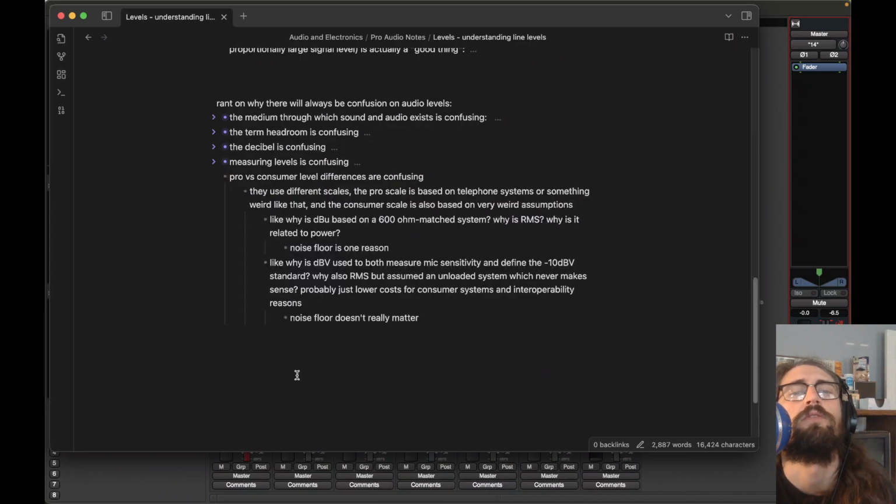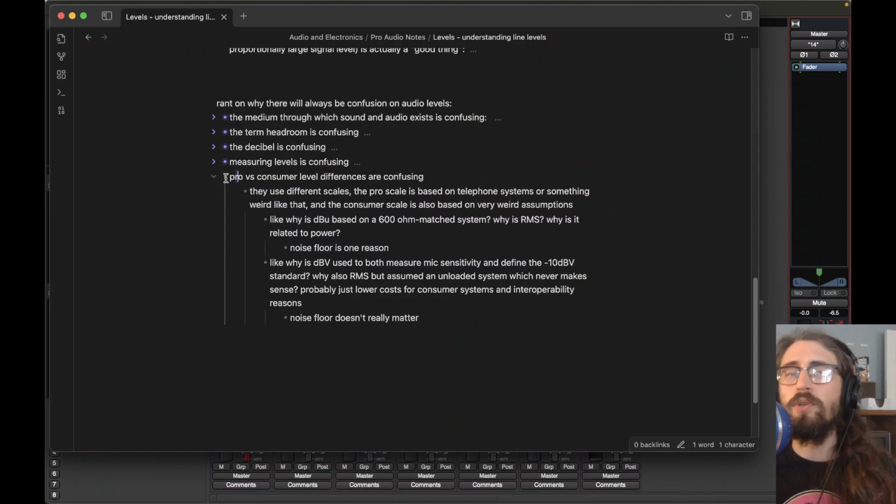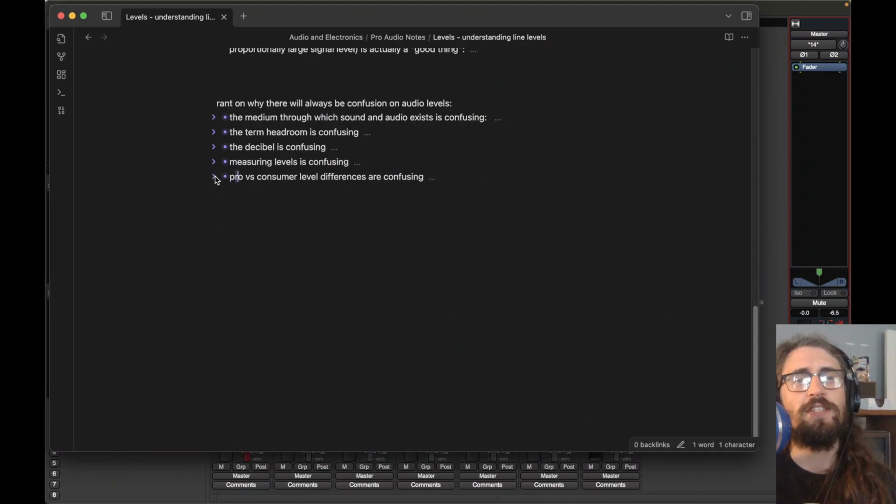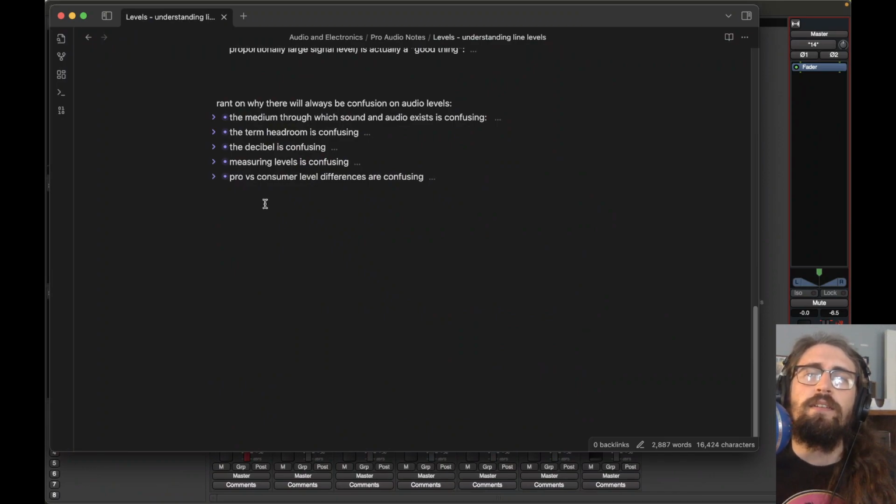And then this is a whole different thing. Quote-unquote pro audio systems use different standards than consumer audio systems. Most computers are consumer audio systems. And so trying to plug a pro device into it causes headache and confusion and heartbreak. It's certainly possible, but it's just another level of confusion. And so there you go.